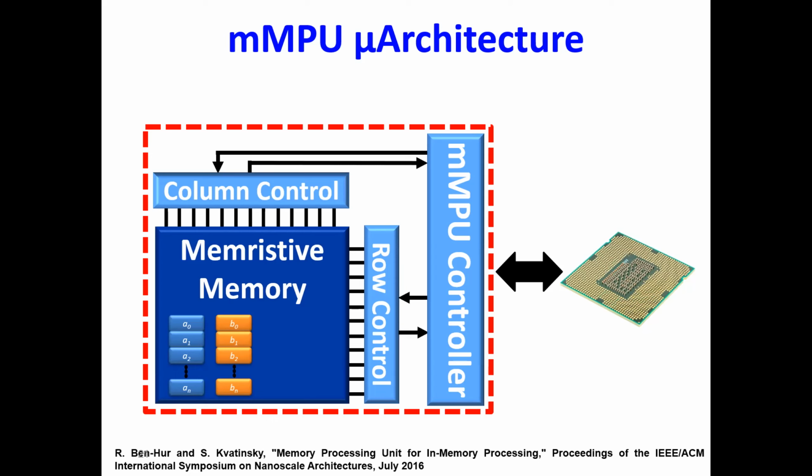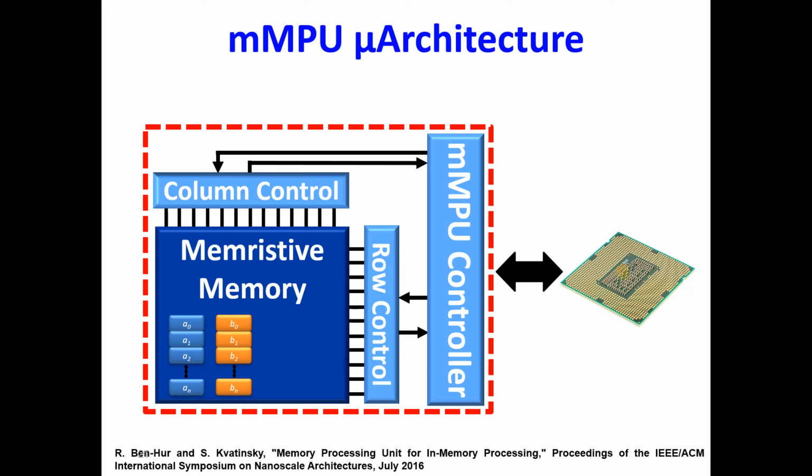And in a standard von Neumann machine, if we want to add them together, then the CPU will need to read the first element A0 and B0 from the vectors, perform the addition, and then store them back into the memory, and then it will do it to the second element. And at the end, the vector result will be stored inside the memory. But in the mMPU, we will do something different.